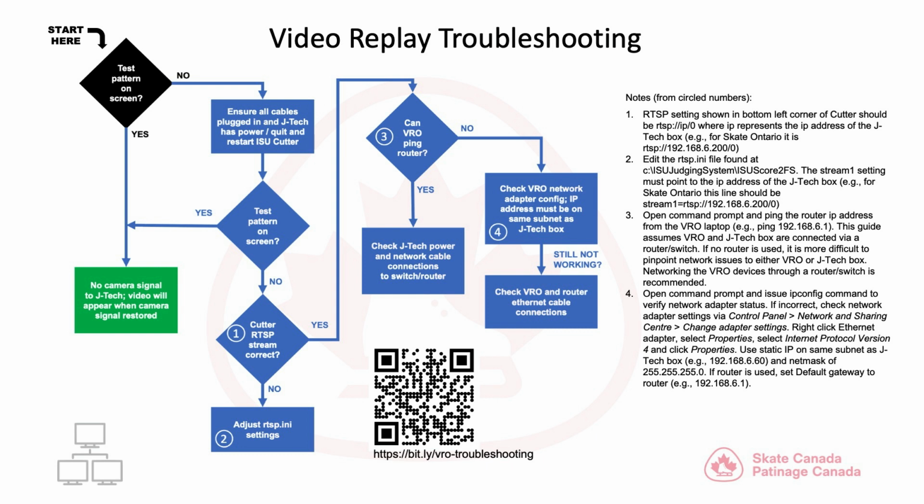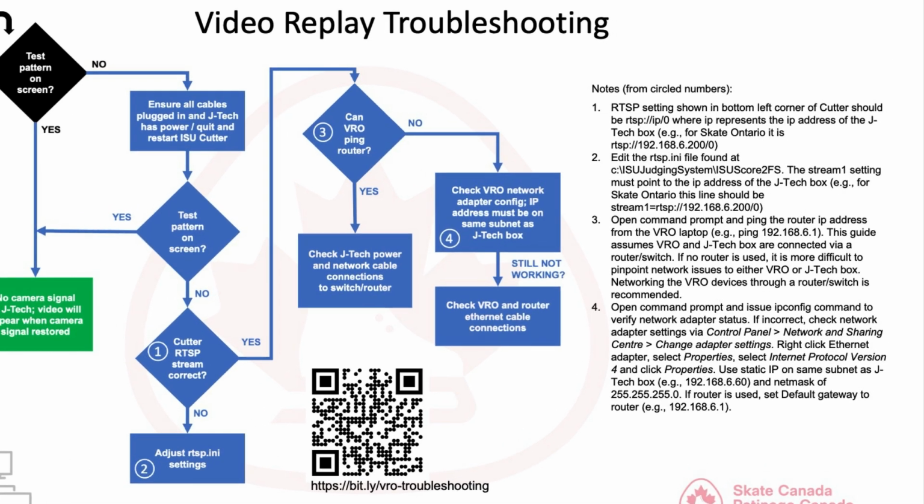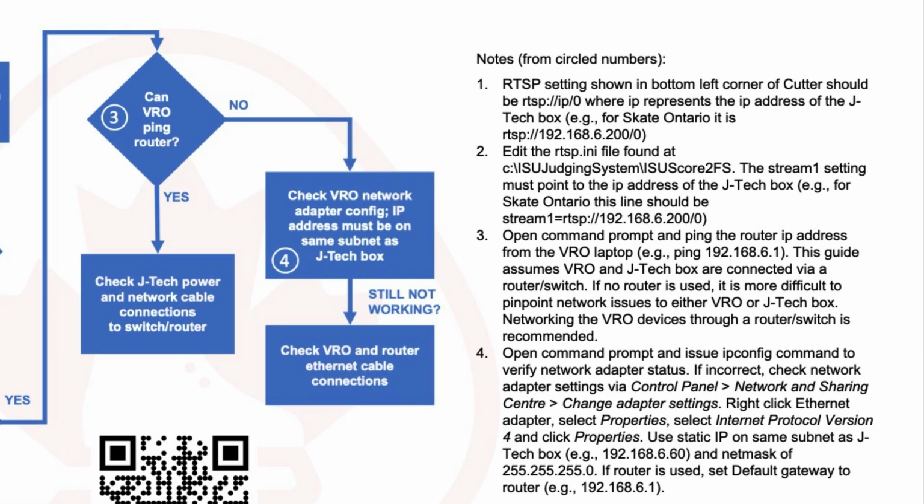So Note 1 provides instructions on how to check the RTSP feed settings. If those settings are incorrect, then edit the rtsp.ini file. But if the RTSP settings are correct, then we assume that the issue must be related to network connectivity. So we next see if we can ping the router using the instructions shown in Note 3.